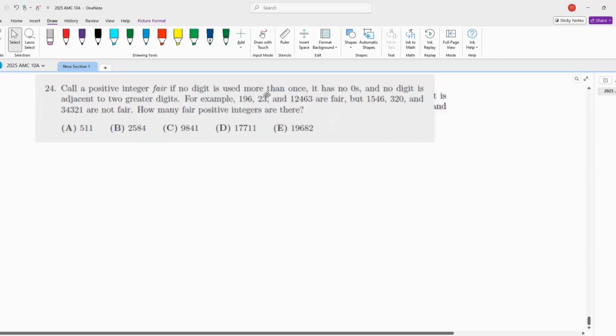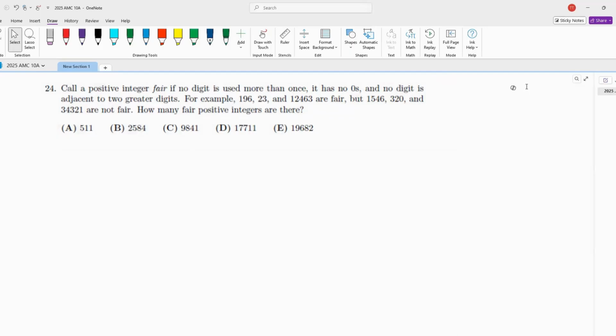So question 24 is probably the only insightful question in the 2025 AMC 10A. However, when I look at a question like this, let's read it first. Call a positive integer fair if no digit is used more than once, it has no zeros, and no digit is adjacent to two greater digits.